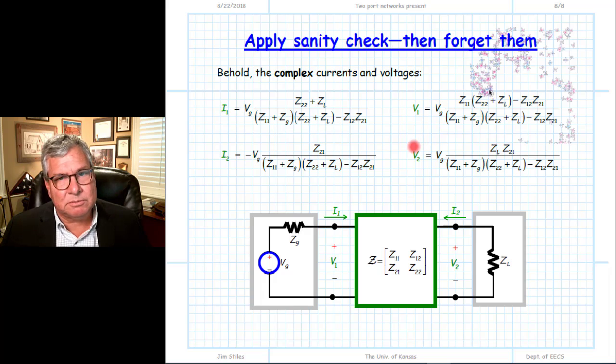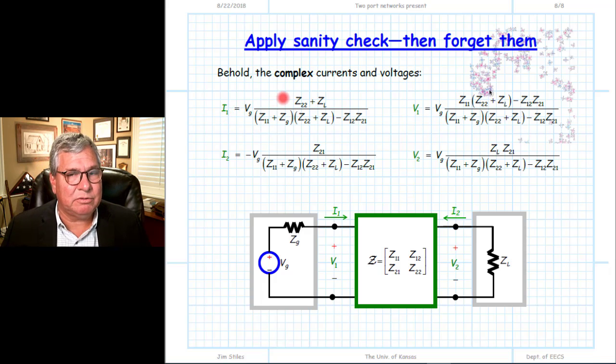I'm going to go through and do some sanity checks. First of all, we want to make sure that the type of value on either side of the equal sign is similar. Notice I1 is a complex number. It has a real and imaginary part, or magnitude and phase. And everything on the right side, all the variables are complex, and so the result will be complex as well. We have a complex value is equal to a complex value.